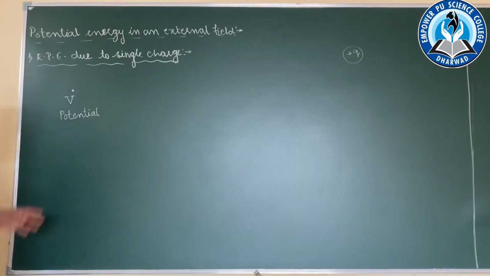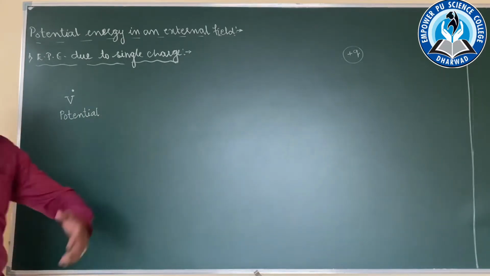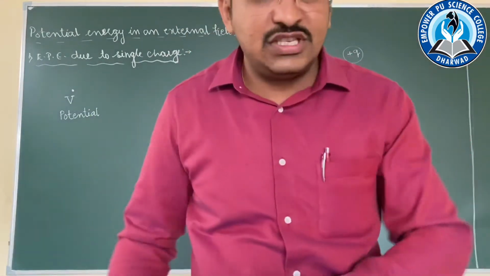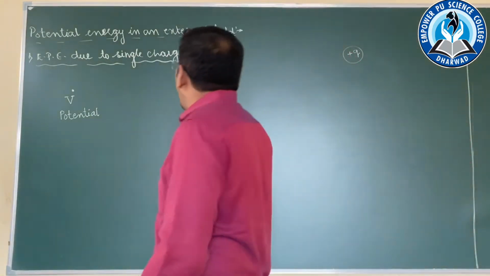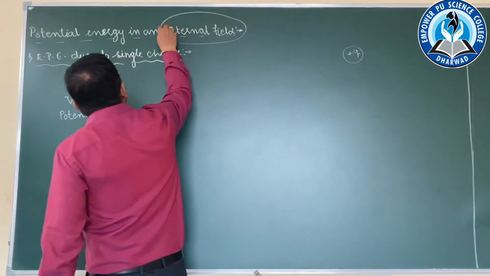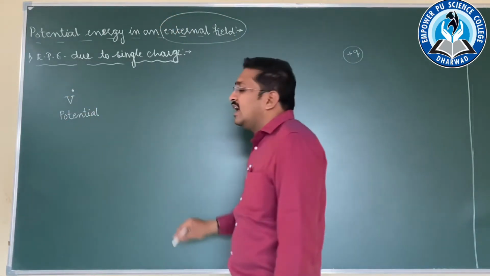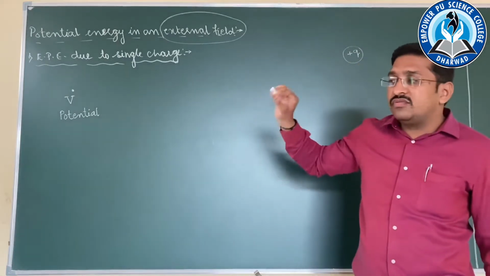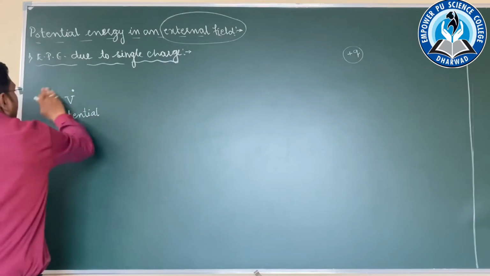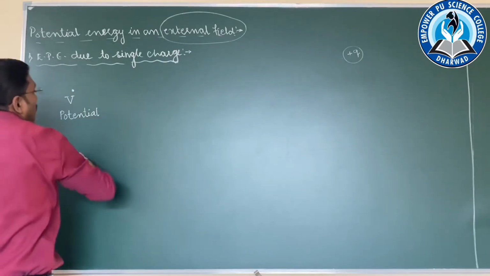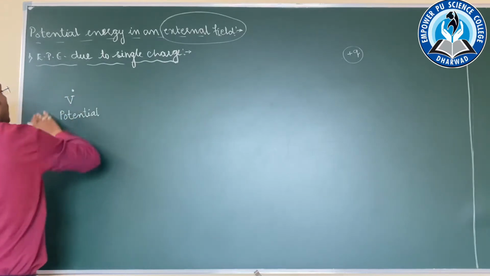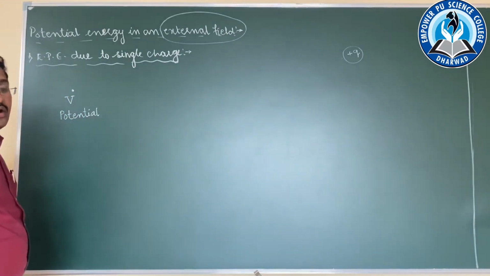You may ask, sir, there is no charge, so where does V come from? There is no charge, but why is there a potential? See, I am speaking about its presence in terms of an external field. That means there is already a field there, around any point we have a field. Since there is a field, there is a potential.